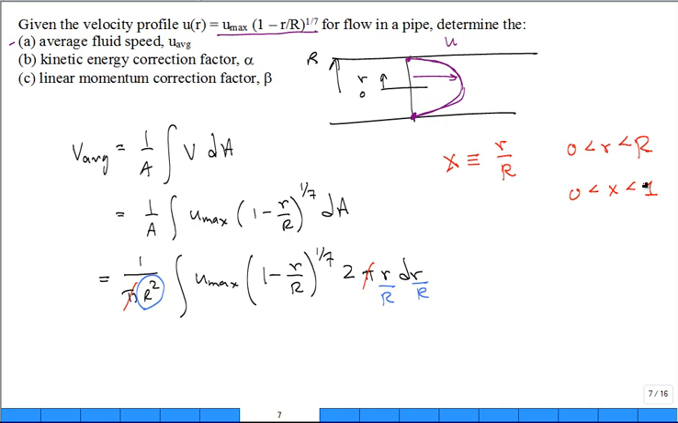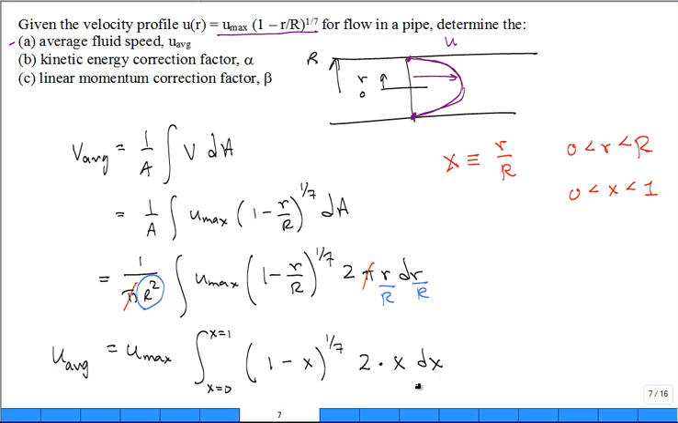And so what we find is the equation for U average or V average. I guess I'm a little inconsistent using U and V, but since it's one-dimensional, usually switch it. So here's U average is equal to U max times the integral from x equal to 0 to x equal to 1 of (1 minus x)^(1/7) times 2x dx. You follow?